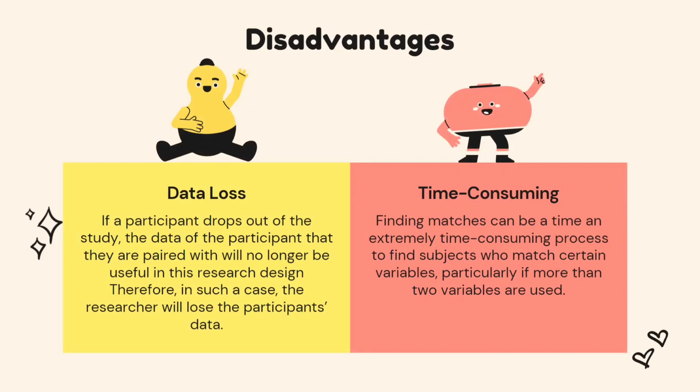Finding matches can be an extremely time-consuming process to find subjects with certain match variables. Particularly, if more than two variables are used, for example, it might not be hard to find 5 females to use as pairs, but it could be quite hard to find 50 female pairs with the same age.